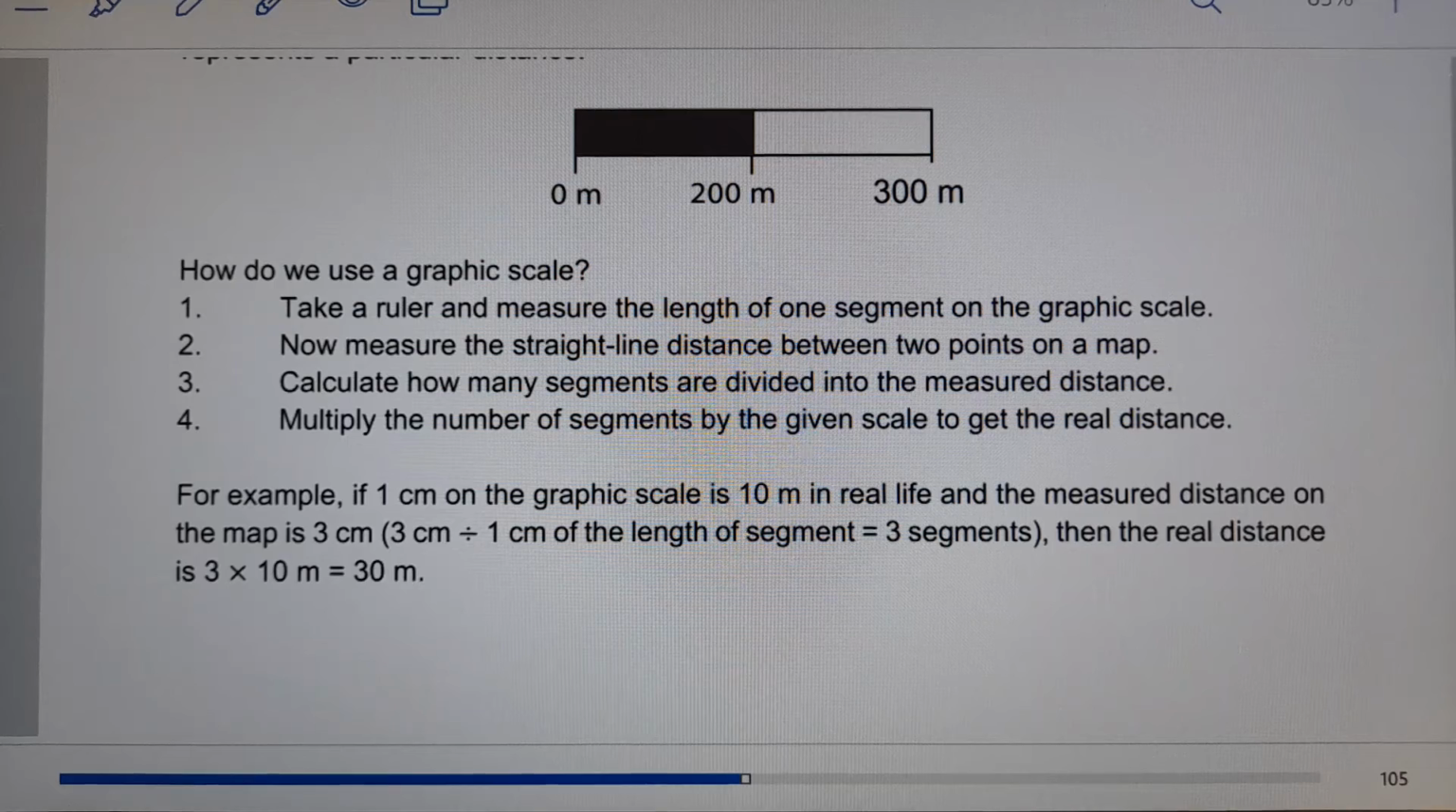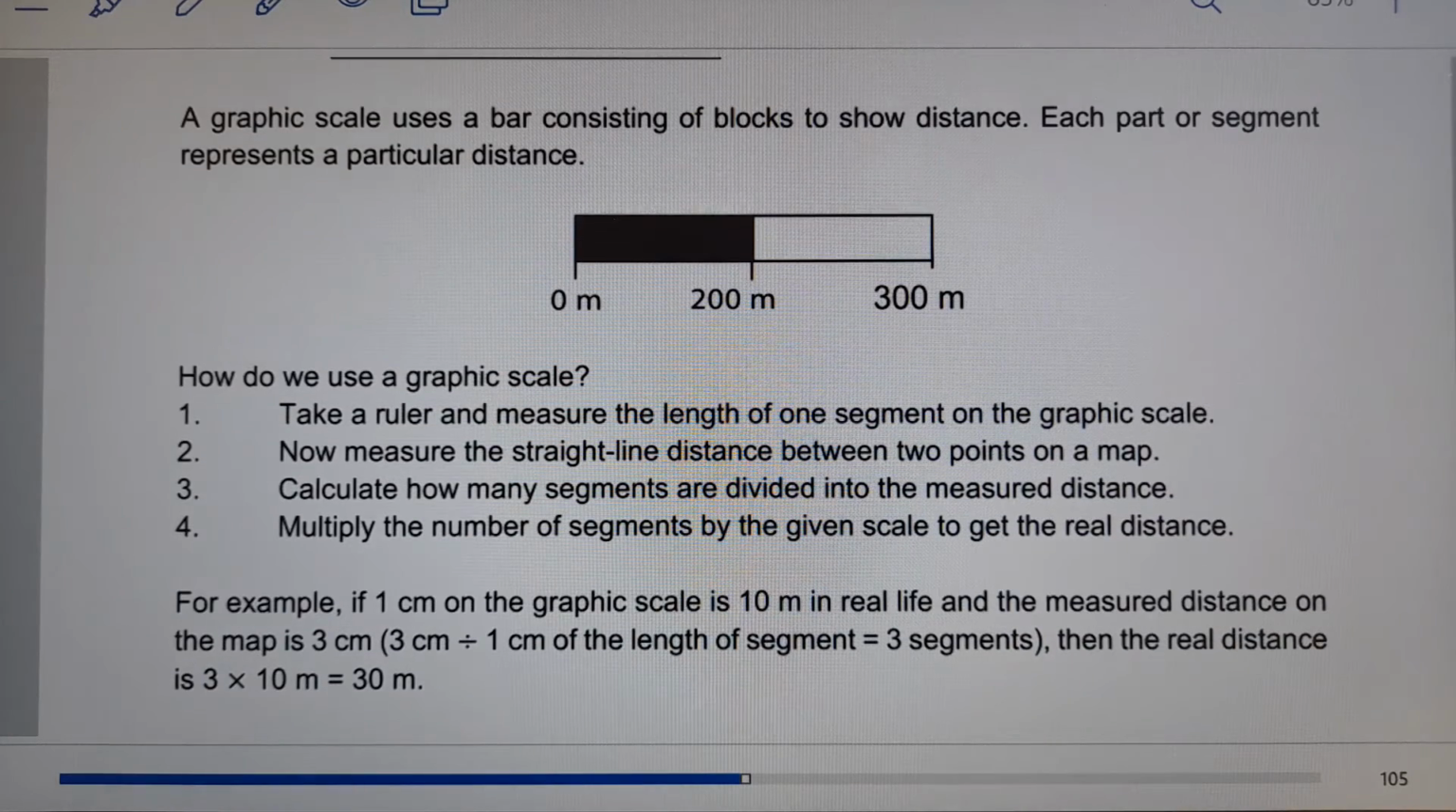Okay, I think I said something incorrect here. Let us look at the graphic scale again. They say a graphic scale uses a bar consisting of blocks to show the distance. Each part or segment represents a particular distance. Now they say, how do we use a graphic scale? You take a ruler and you measure the length of one segment on the graphic scale.